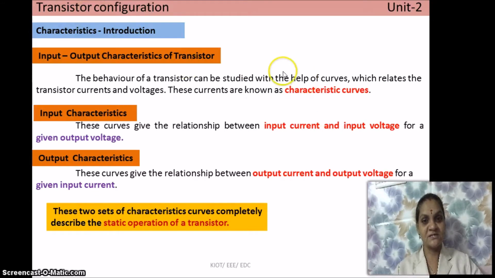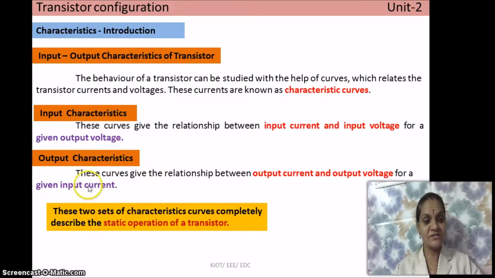These characteristic curves for a transistor can be plotted in two ways. One is input characteristics and another is output characteristics. Generally for any device, the input characteristics can be plotted with respect to input voltage and input current at a constant output voltage. And the output characteristics is the curve plotted between output voltage and output current at a constant input current. So keep these two definitions in mind, and we can use this definition for different types of configurations.